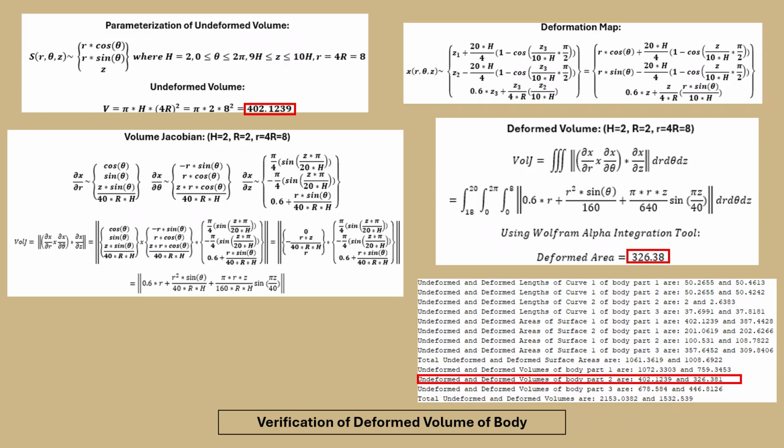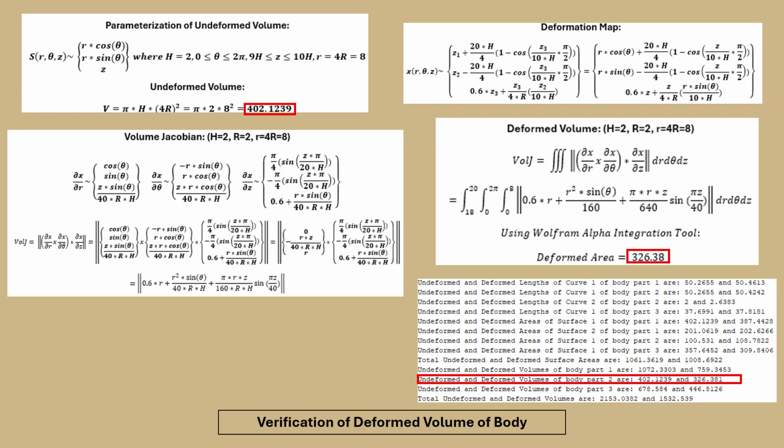Here I basically did the same thing, but this is applying to the volume of the cylinder. I parameterized the cylinder. I found the undeformed volume, which is 402.1239. I displayed the deformation map up here. Then I applied the volume Jacobian, which is just a scalar triple product. I found the value of that right here, and I plugged that into the triple integral.